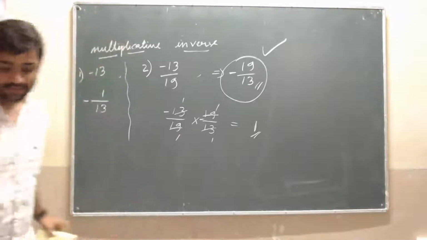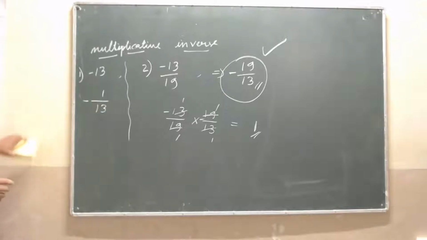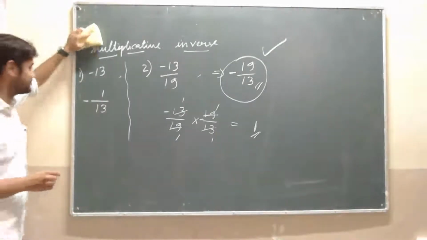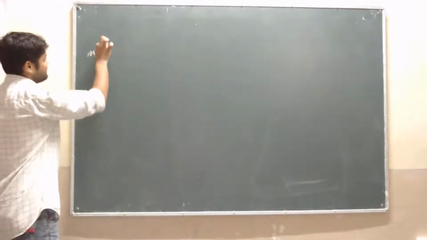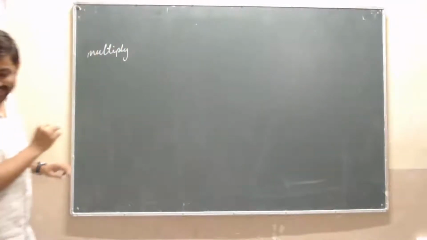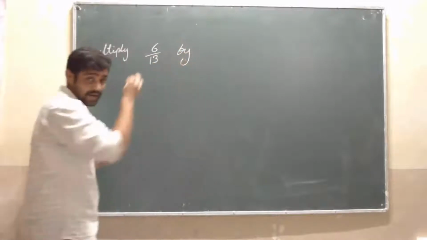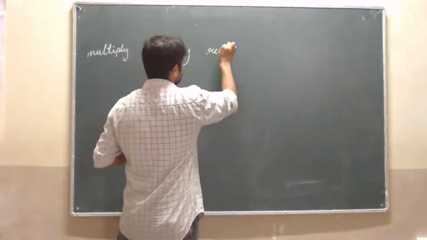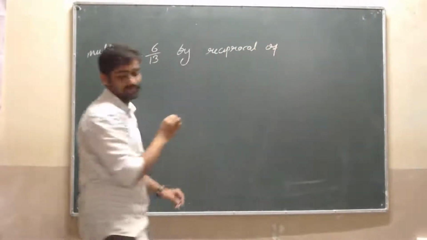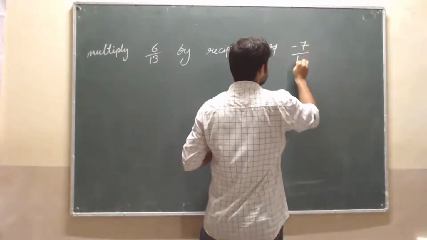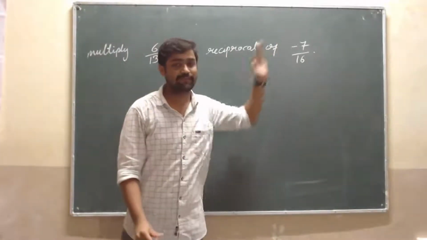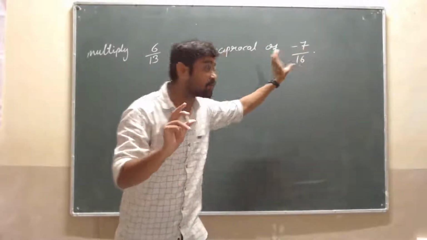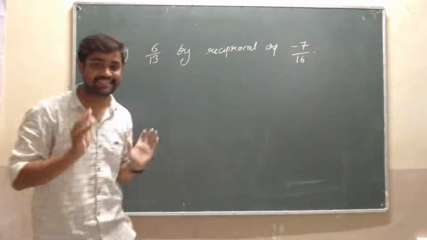Okay, next. Move to the next. An interesting question we have, that is C. The question is: multiply 6 by 13 by the reciprocal of minus 7 by 16. Minus 7 by 16. Okay, what's the question? Multiply 6 by 13 by the reciprocal of minus 7 by 16. We have to multiply both of these, 6 by 13 as well as the reciprocal of minus 7 by 16.